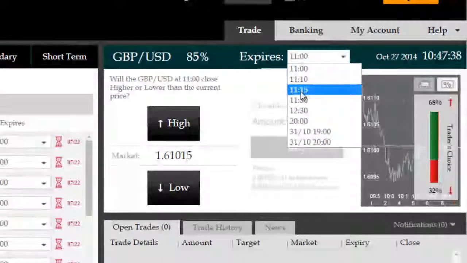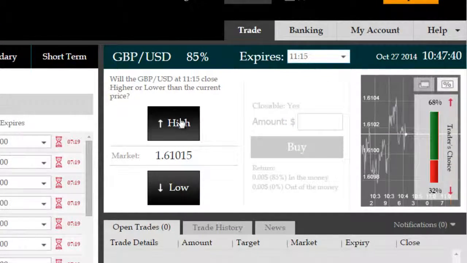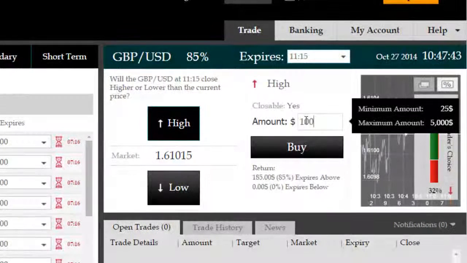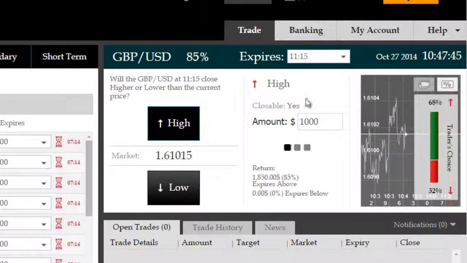It is currently 10:47. Choose roughly 30 minutes, 11:15, just under 30 minutes. High trade here for $1,000 invested and 85% payout.